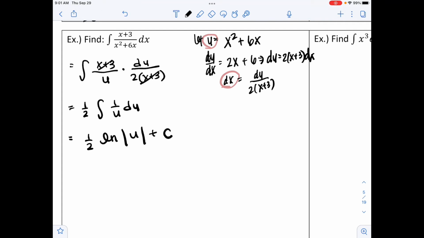And so now integrating 1 over u du is going to be the natural log of the absolute value of u. And then also don't forget to add your plus c. From here, you'll notice that your answer has u's. However, our original problem has x's, so make sure you never forget to back substitute in what u is. And so instead of u, I'm going to write x squared plus 6x. So this is equal to 1/2 ln of the absolute value of x squared plus 6x plus c.